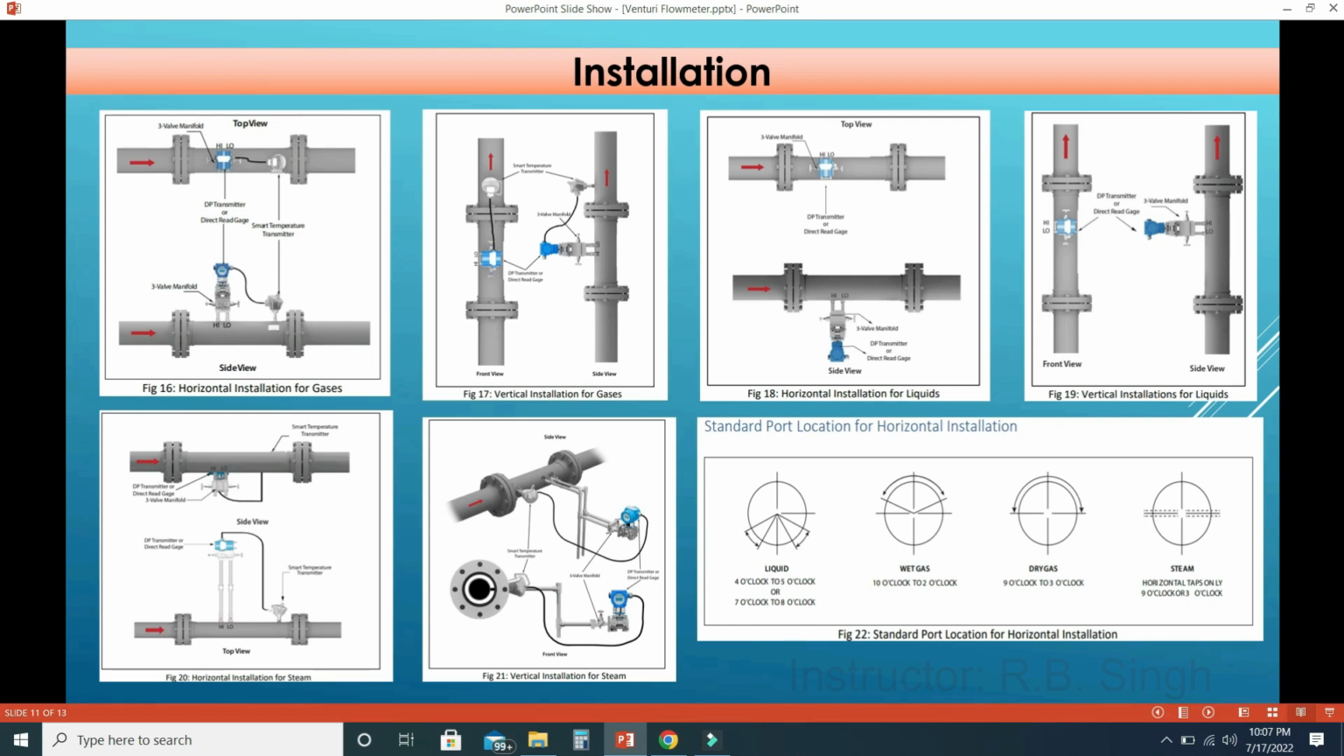This is for horizontal line and this is for vertical installation of gases. This is the horizontal installation for the liquid and this is the vertical installation for the liquid. This is the horizontal installation for the steam applications. Again, this is the vertical installation for the steam application. So these types of installation can be there in the site.